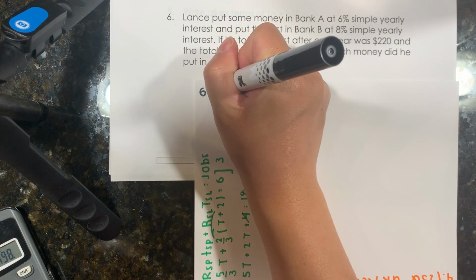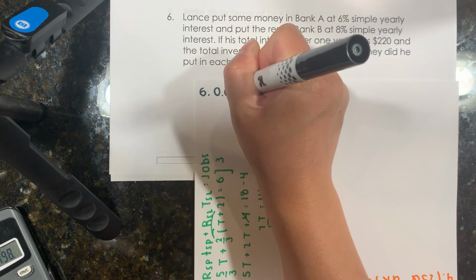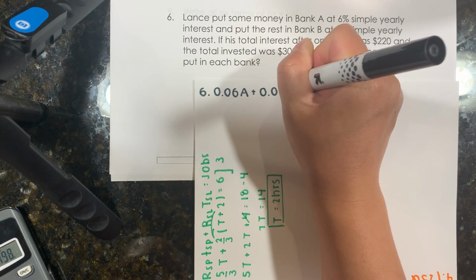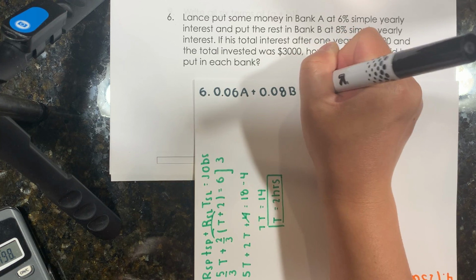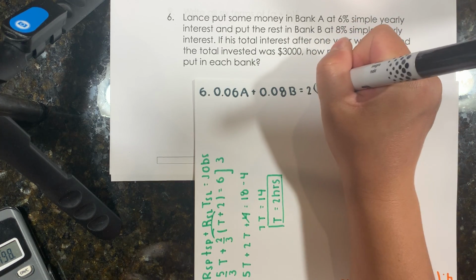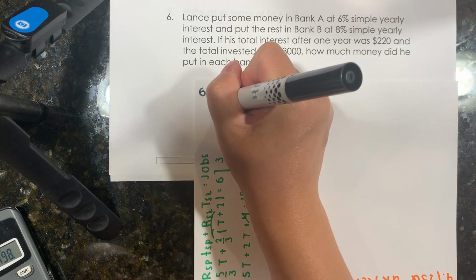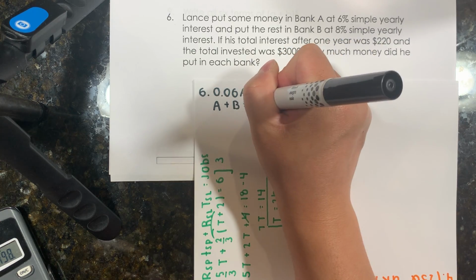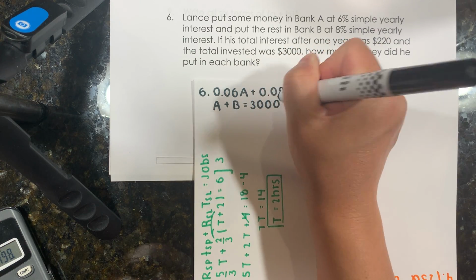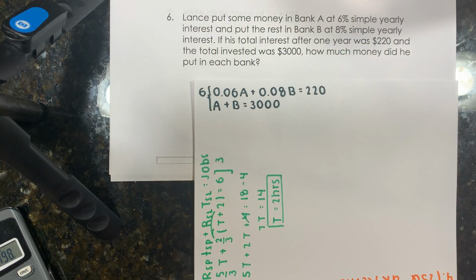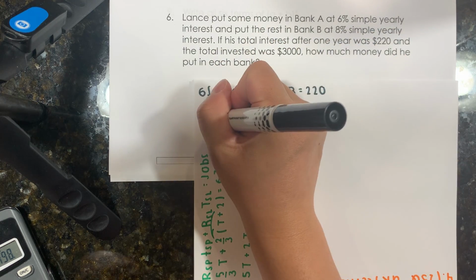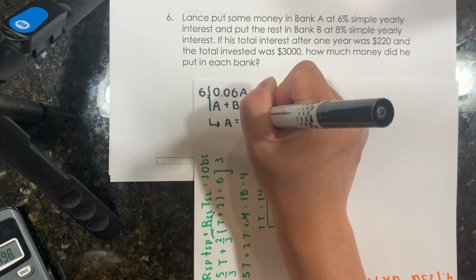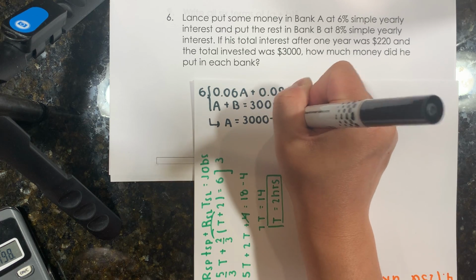But the first one is going to be the weighted. So 6% of what he put in Bank A plus 8% of what he put in Bank B equals how much he made. So that would be $220. Then the total invested, A plus B, equals $3,000. Now you could do substitution or elimination. Most of you probably like to do substitution. So let's just do substitution and solve for A, which would be equal to 3,000 minus B.